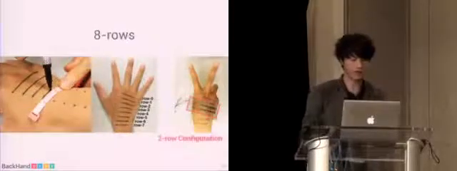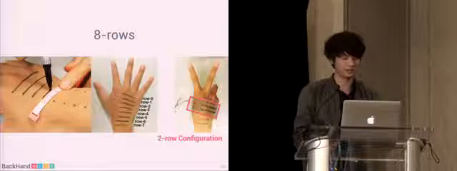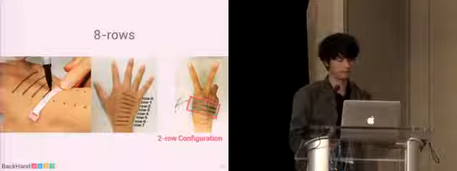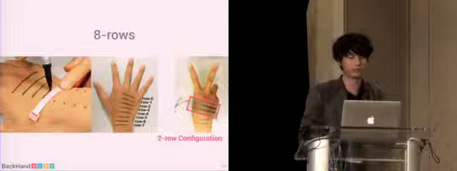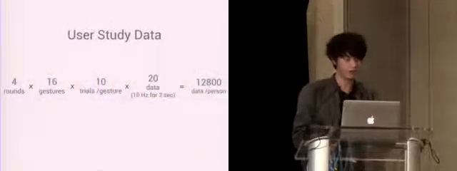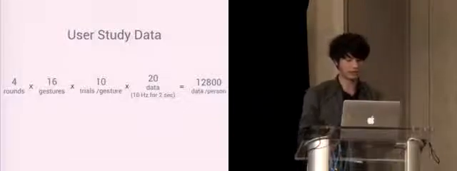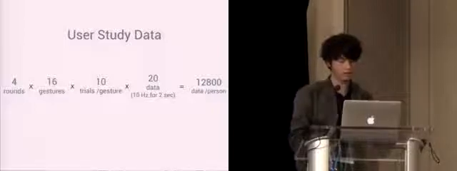To capture all tendon and muscle activity, a row configuration laying across the hand width is the most intuitive pattern. 8 row markers are evenly spaced across the sampling scope, then our 2-row configuration prototype aligns to these 8 rows for 4 rounds. So 8 rows require 4 rounds, 16 gestures. Each gesture repeats 10 times. 20 sensor data recorded, totally resulting in 12,800 data per person.